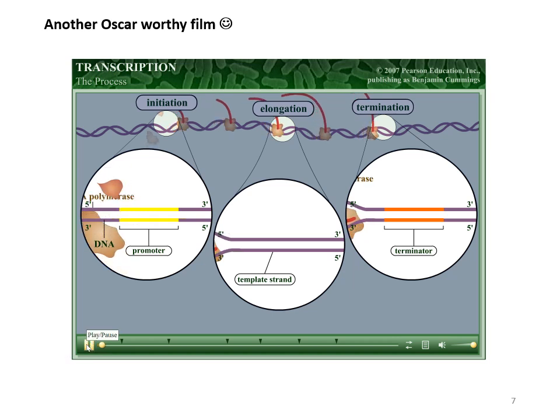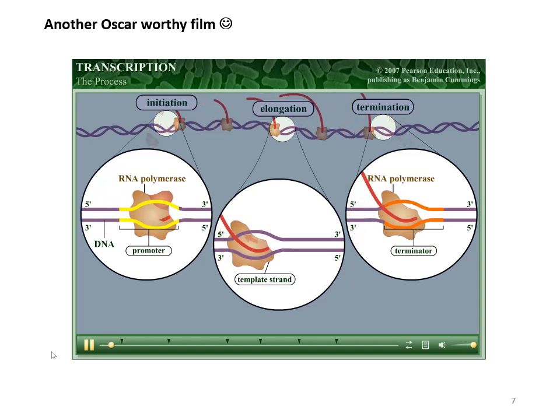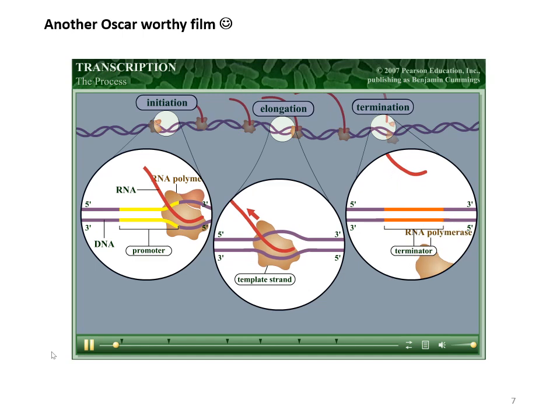There are three stages in the process of transcription: initiation, elongation, and termination. Let's see how each stage works.